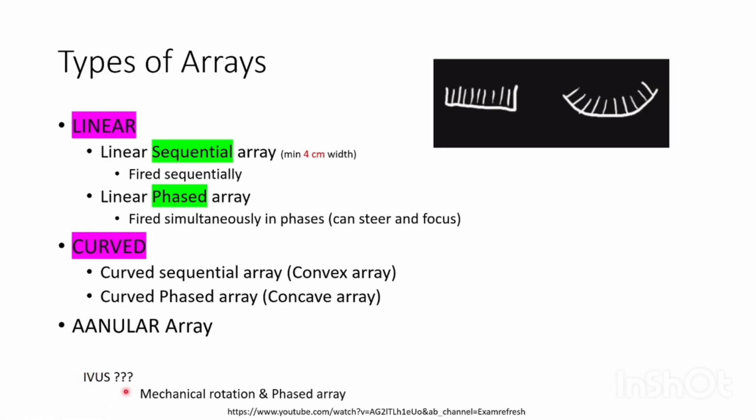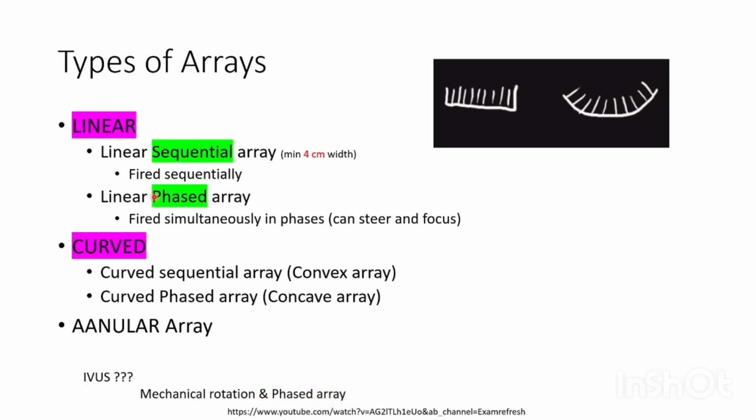Speaking of IVUS, the intravascular ultrasound which we use during intervention, IVUS can use either a single probe, a single piezoelectric crystal, and that crystal will be made to rotate with a motor. So that's mechanically rotated, and the crystal itself will turn. Or the IVUS can also have a phased array.